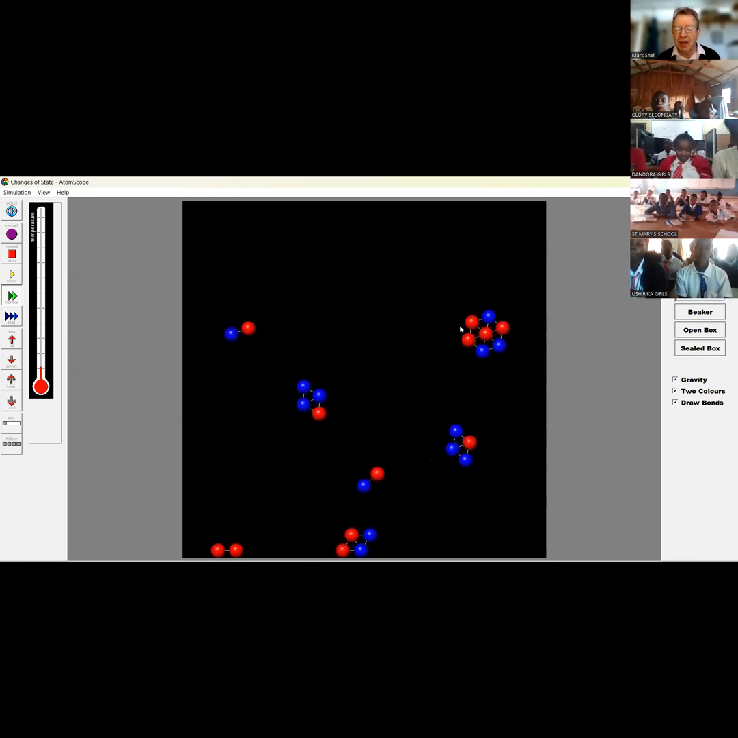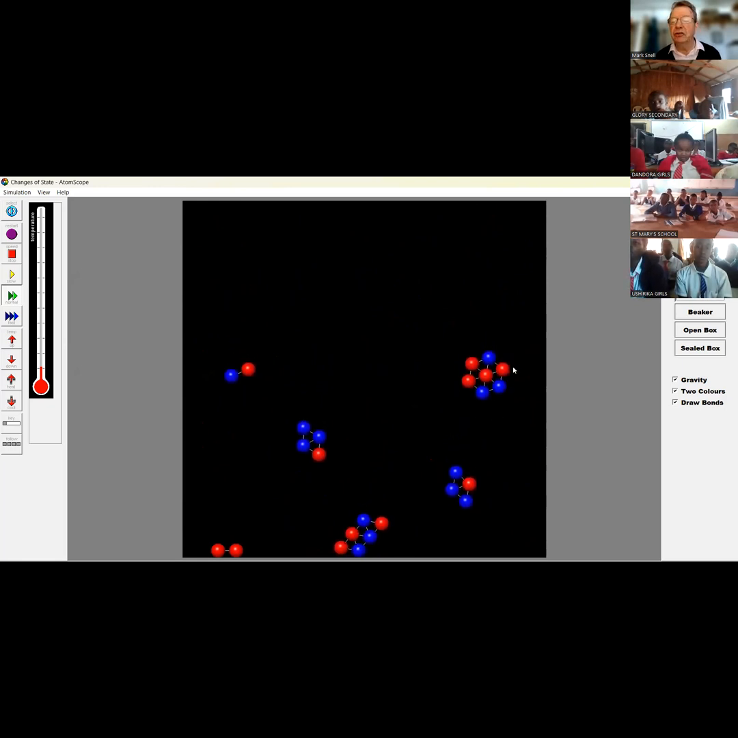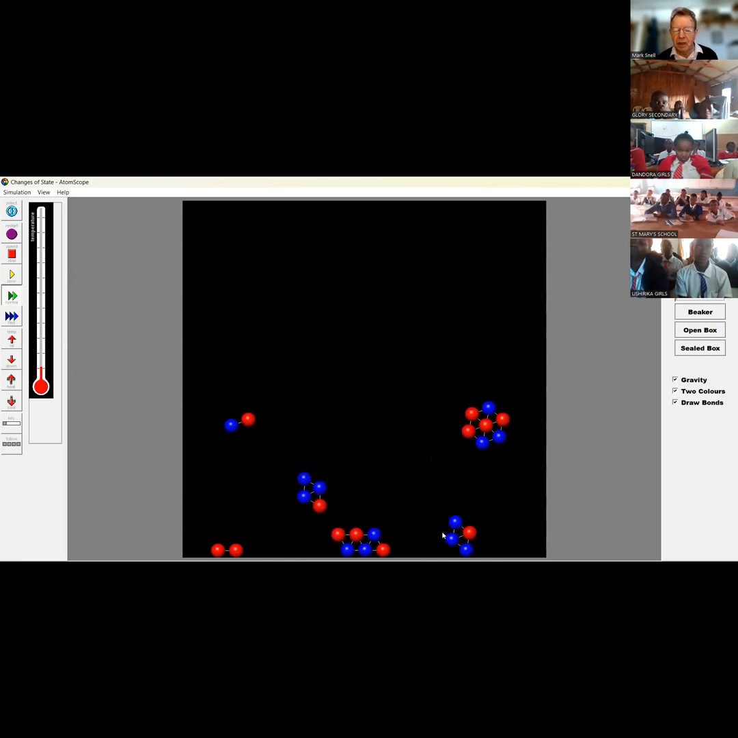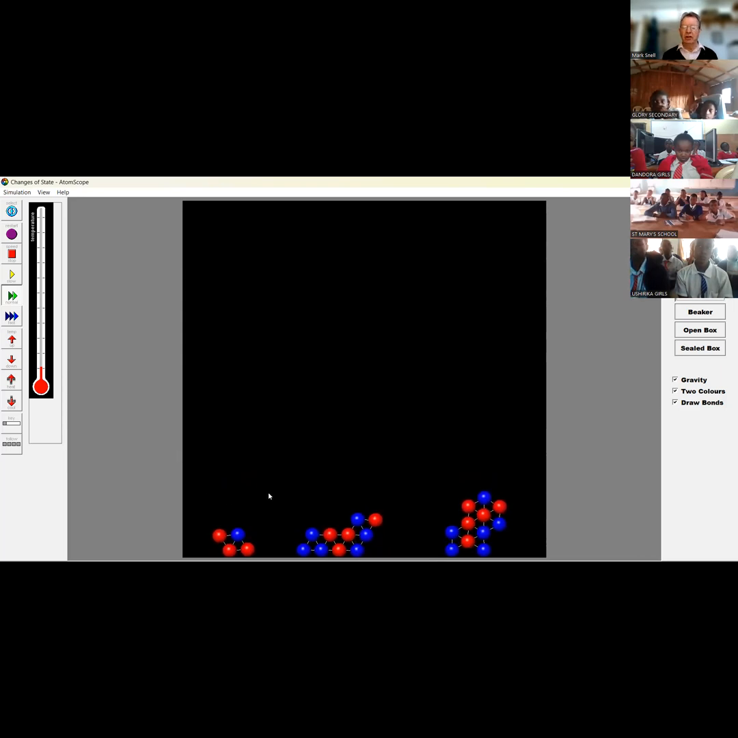I've now dropped a gas. I've dropped its temperature to the point where it's going to deposit. Remember, straight from gas into solid. This is deposition. The opposite of that is sublimation. So these particles are now becoming solid, regular arrangement, and therefore that's a solid.